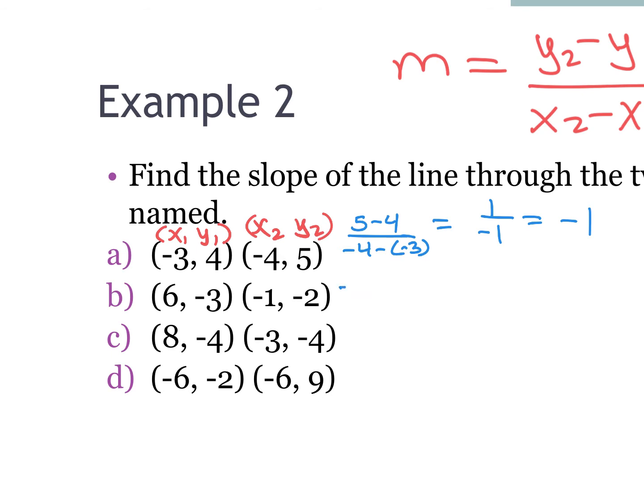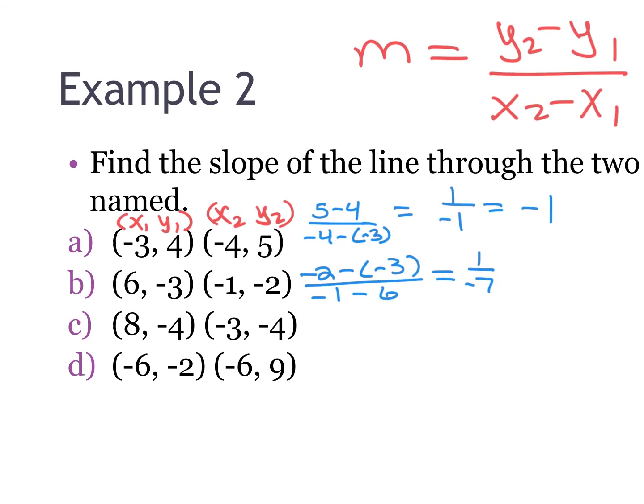y2, which is negative 2, minus y1 is negative 3. And then x2 minus x1. Again, be careful. You got to do that key flip change on the top. It really turns into negative 2 plus 3, which is 1. And then negative 1 minus 6 is negative 7. Now you can leave it like that.